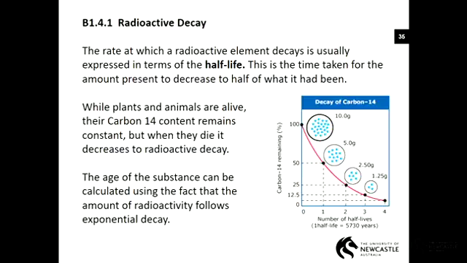And the reason we can be quite accurate in certain things is, when you find the remains of a dinosaur, when it was alive, its carbon-14 content was just totally constant. But the moment it dies, it starts to decay. And look at the half-life. 5,730 years. So the amount of carbon-14 in your system or in your remains will halve every 5,730 years.